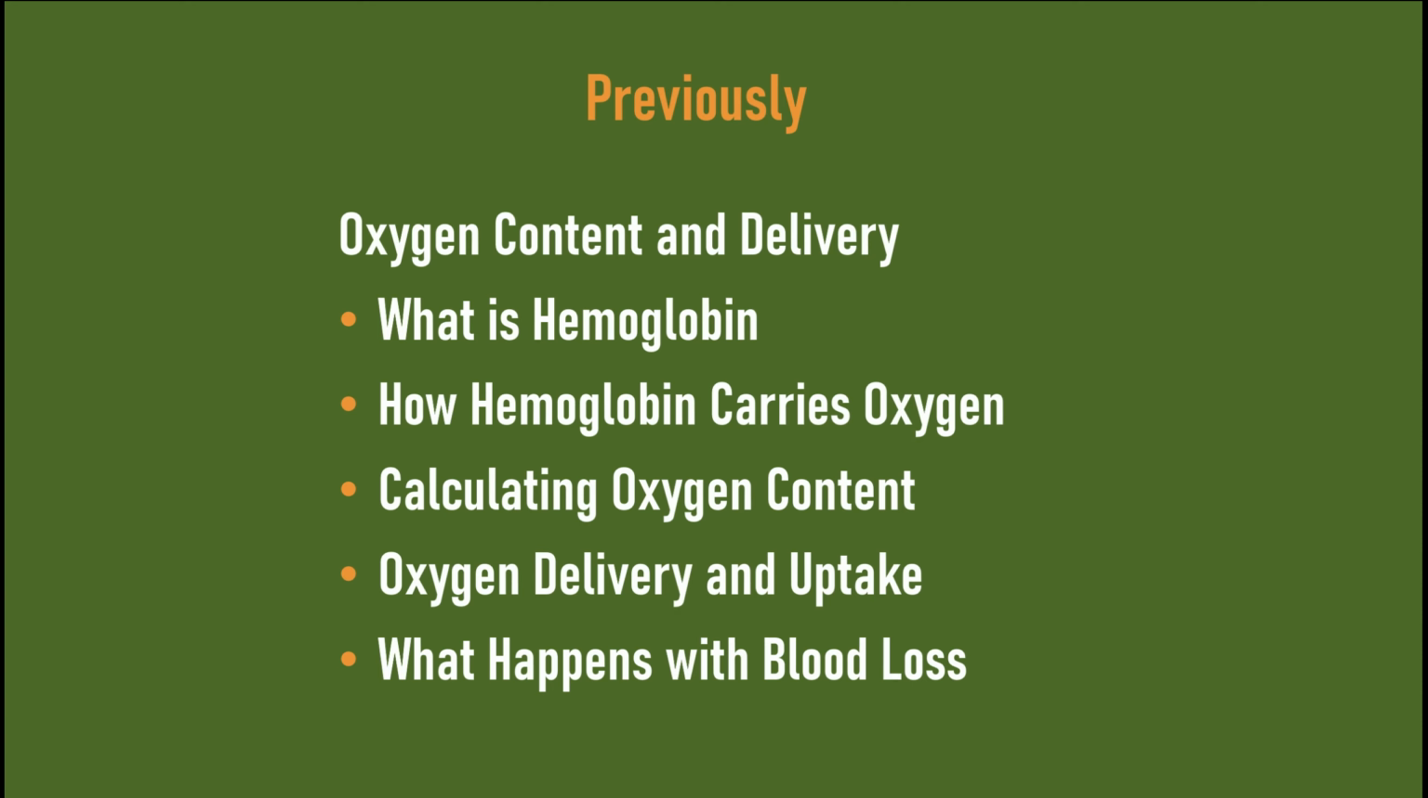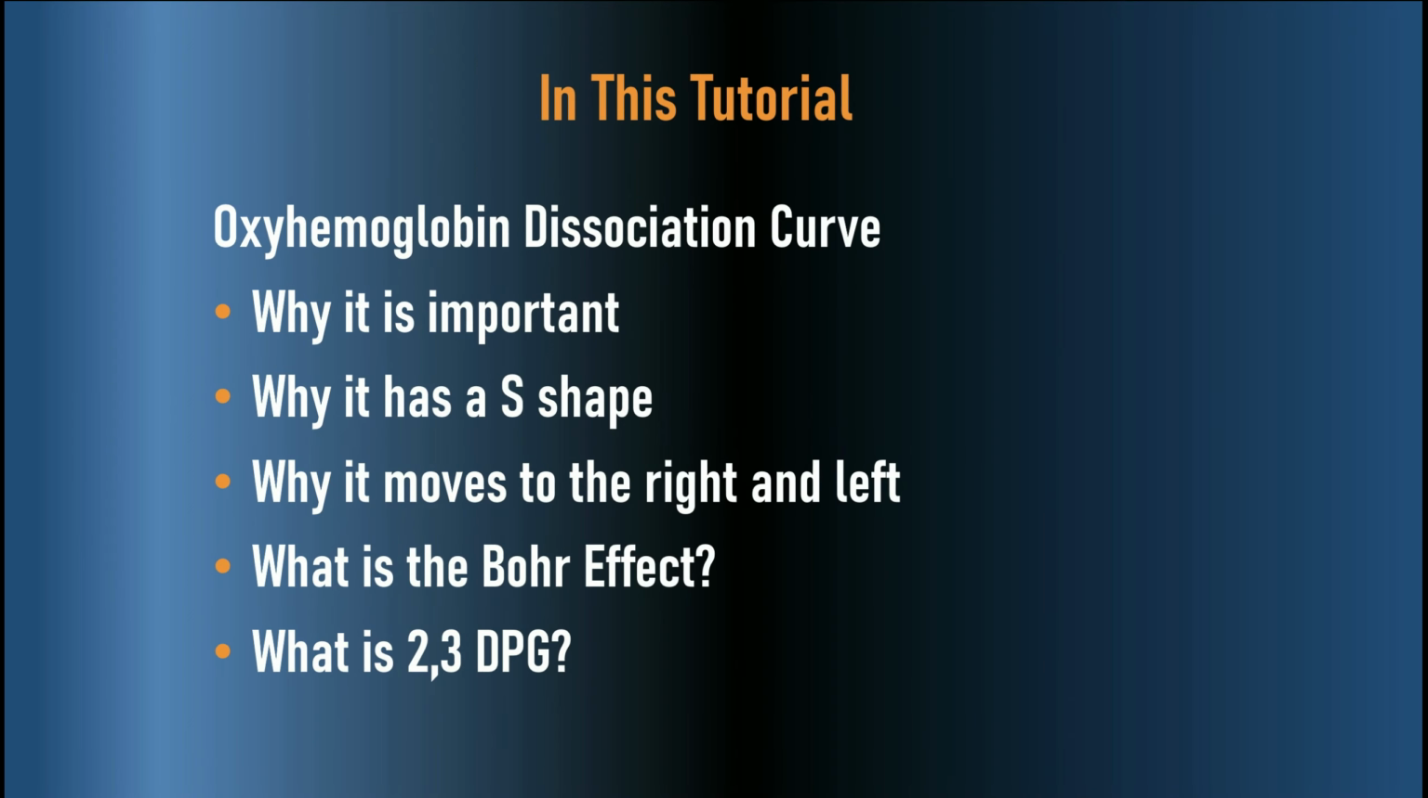In this tutorial, we're going to narrow things down a bit and look at what happens when oxygen binds to hemoglobin, why the Oxyhemoglobin Dissociation Curve is important, why it moves to the right and why it moves to the left. I'll explain the Bohr Effect and what 2,3-BPG or DPG, as you might know it, is.